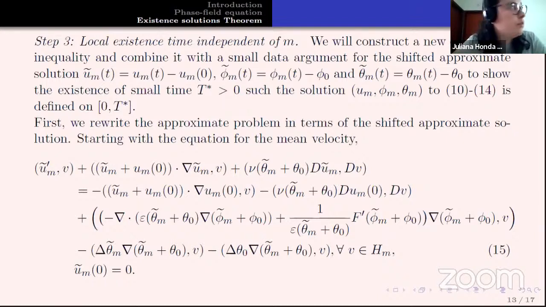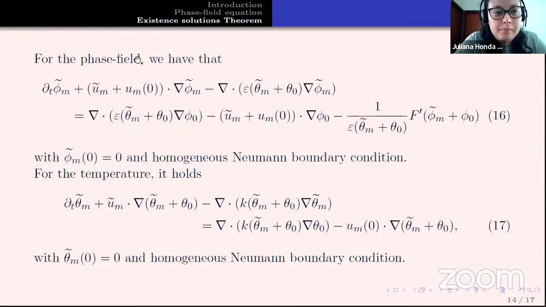To do this, first we need to rewrite the approximated problem in terms of this shifted approximate solution. For the mean velocity equation, we rewrite it like this, and we observe that the initial condition for um tilde is 0. Rewriting the phase field equation, we obtain this new one with initial condition for phi m tilde being 0, and having homogeneous Neumann boundary conditions. And the same for theta m tilde.